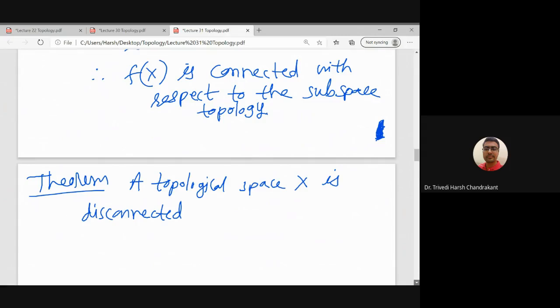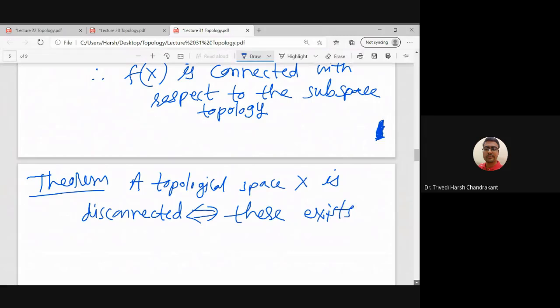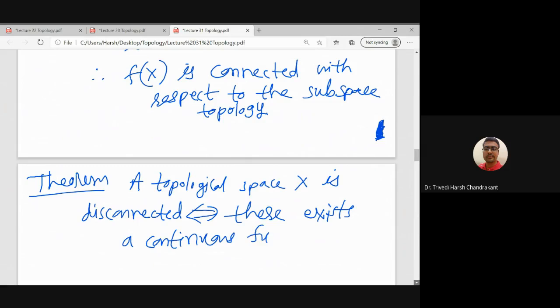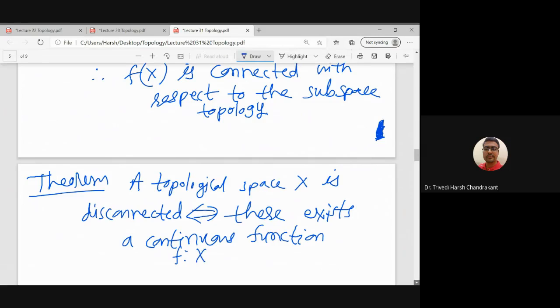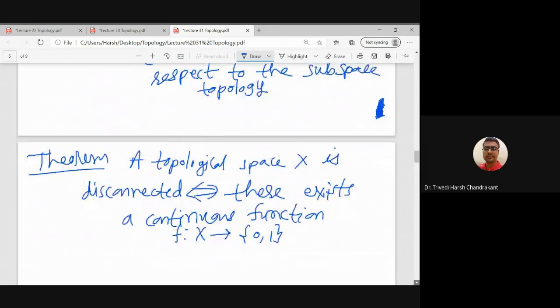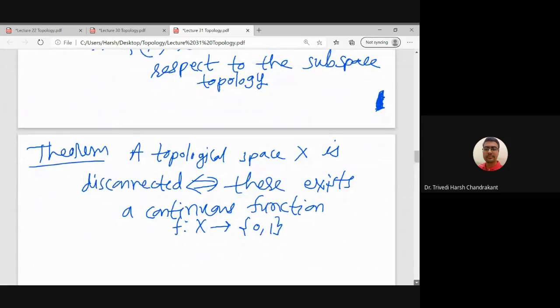if and only if there exists a continuous function f from X to the set {0, 1}. It is kind of a binary function, taking values in binary, a continuous surjective function.